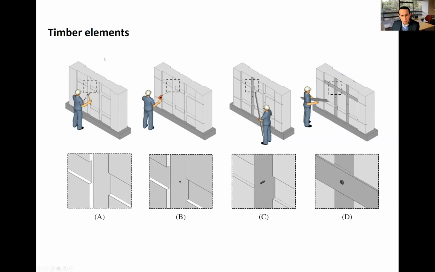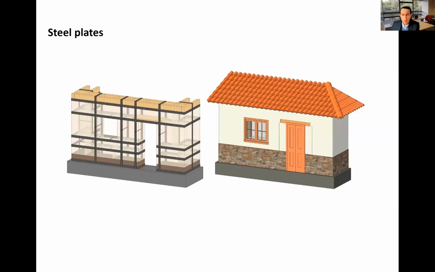We also have tried timber elements. The timber elements have a process to install them in which you need to carve the wall. This is not very good for the wall because we reduce the thickness a little bit, but we need to do this because we don't want the elements to be shown from the outside. So we would like to cover that. So that's why we need to do something like this. And we install through bolts to connect both sides of the timber elements. And recently we have also worked on steel plates.